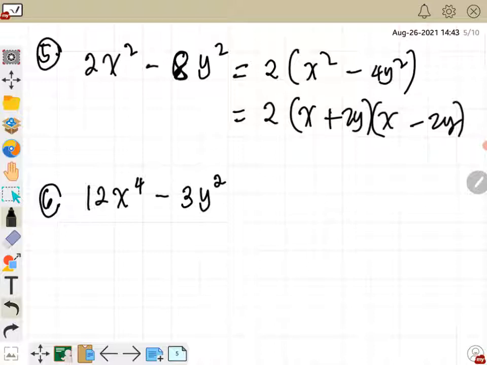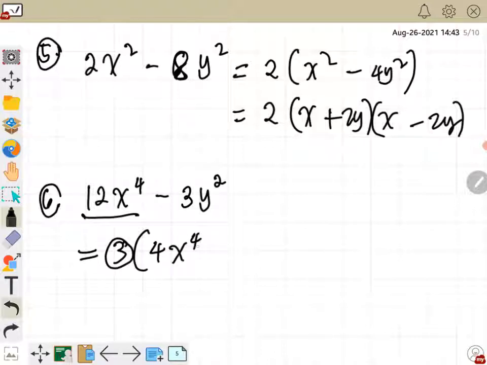The same with number 6. 12 and 3, the common monomial factor is 3. So we are left with the first term, this one divided by this one, that's going to be 4x raised to 4, minus this one divided by this one, that's going to be y squared. Notice that what's inside, the 4x raised to 4 minus y squared, is now a difference of two squares.